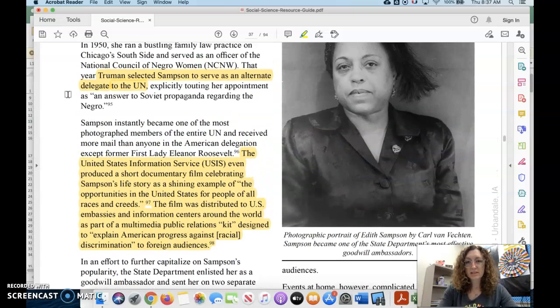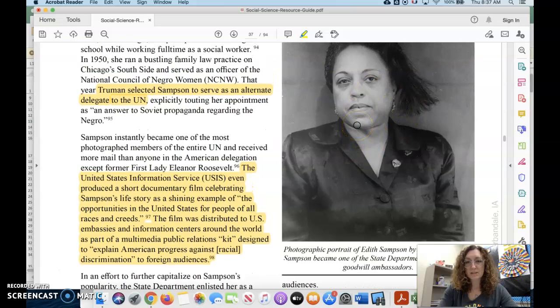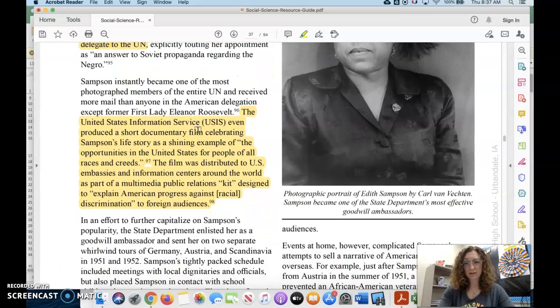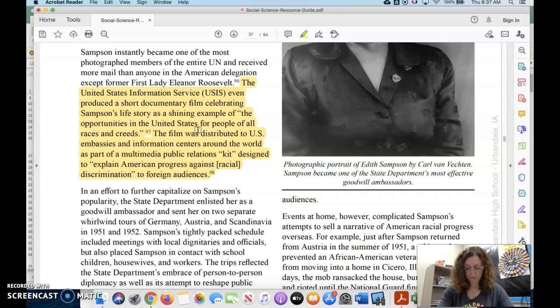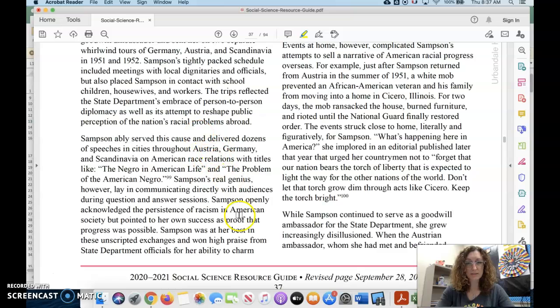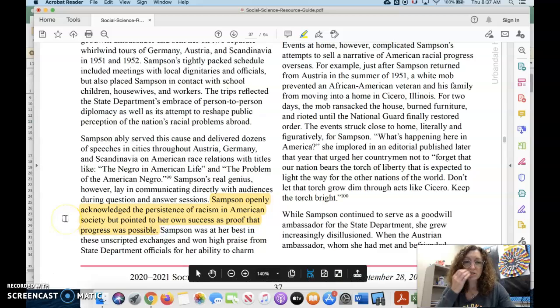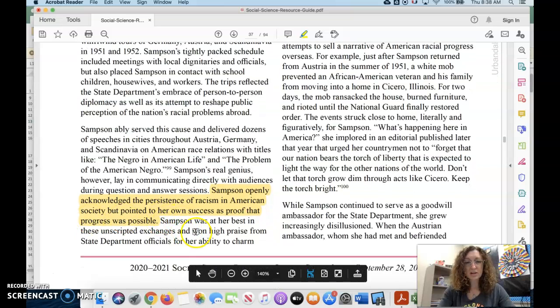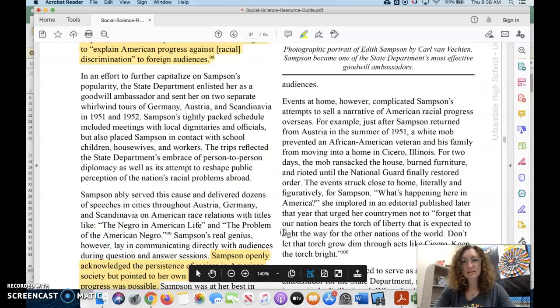A film specifically about this woman over here in the picture, Edith Sampson, was included in that kit. And they touted the fact that she was African American. They held on to that and wanted to show that this was an example of how you can succeed in America and still be African American. Sampson also engaged in this as well. She openly acknowledged that racism was a problem in the United States, but she saw herself as a success story. And her message was one that the State Department approved of. She won high praise.